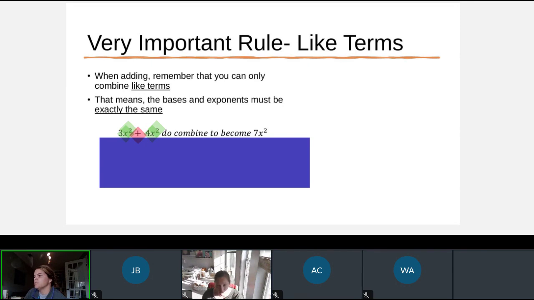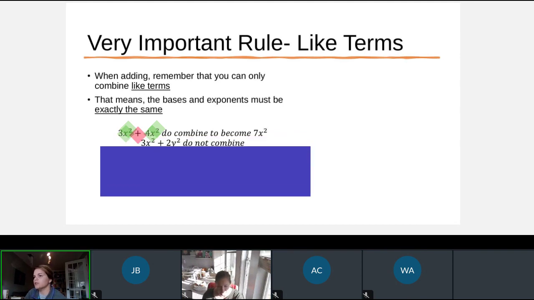Grace, that's a good question. Grace asked, when subtracting, if the number's already negative, does it turn into a positive? So you still have to do the subtraction sign. If you're subtracting a negative, then it will turn into a positive. So I'll show you what that looks like here in just a second.